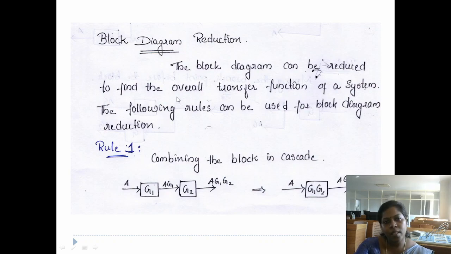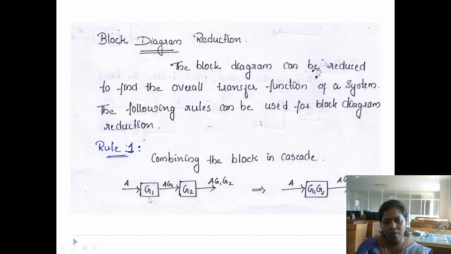For finding the transfer function using block diagram reduction, we have some rules. We have 11 rules for the block diagram reduction, and we will see them one by one. This one is our rule number 1, combining the blocks in cascade. If the blocks are given in cascade or series, how will we reduce them to one block?